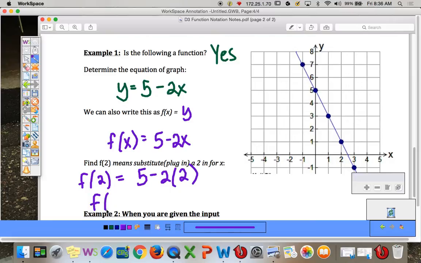So f of 2 equals 5 minus 2 times 2. 2 times 2 is 4. 5 minus 4 is 1. So we say f of 2 is 1. And we can see that on the graph. When x is 2, when you plug in a 2, you get 1 for an answer. So function notation, this is pronounced f of x, and it's the same as y equals. It's telling you it's a function, and if I put a number in for x, it tells you what to plug in. So when we plug in a 2, we get 1 for an answer.